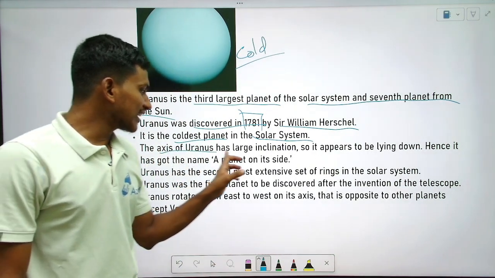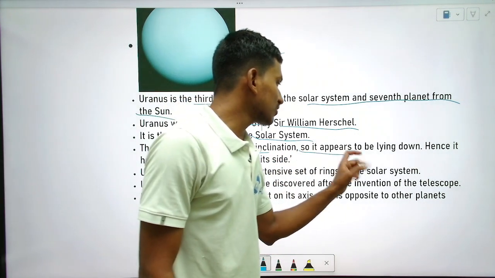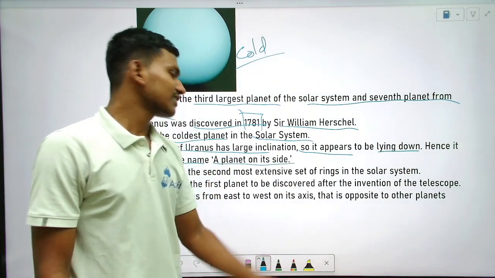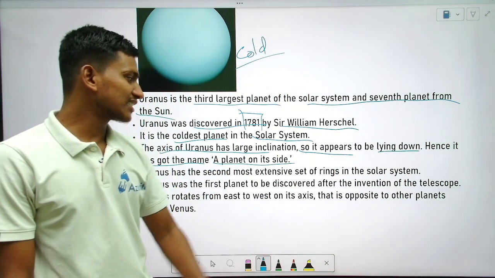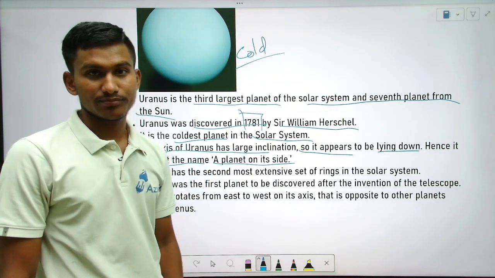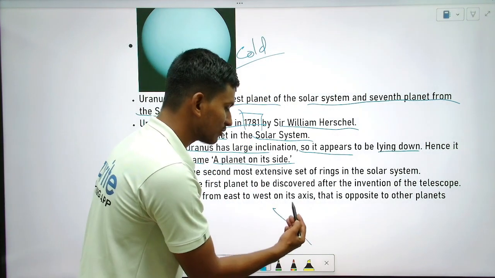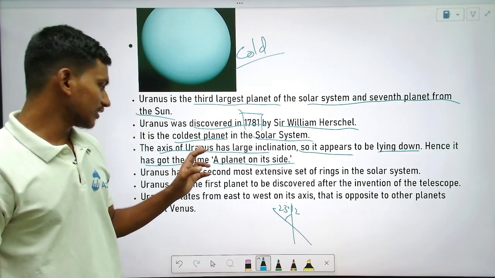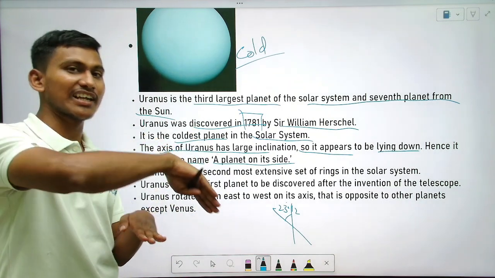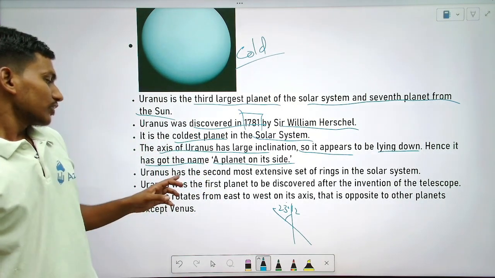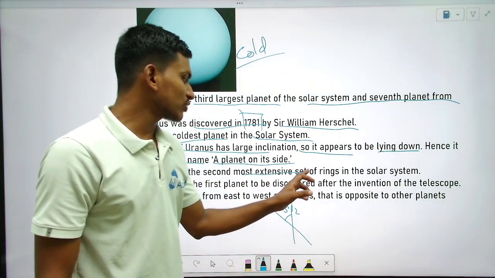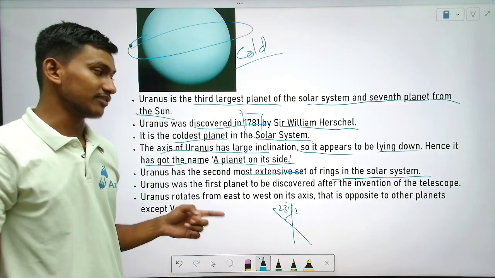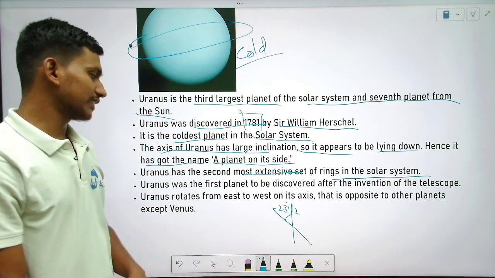The axis of Uranus has a large inclination, so it appears to be lying down. Hence it got the name, a planet on its side. Why do we say a planet on its side? Because of the large inclination. Earth's inclination is how many degrees? 23.12 degrees. But the Uranus inclination is more than that. It looks like lying down, right? Uranus has the second most extensive set of rings in the solar system, after Saturn.